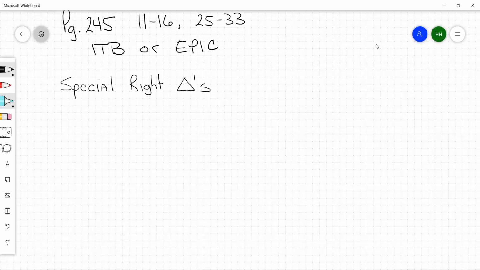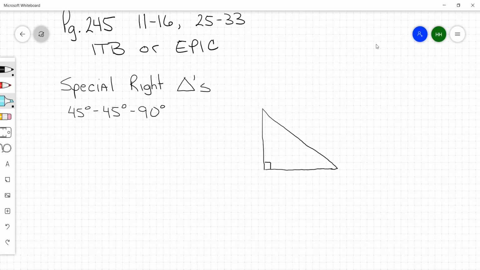So the first special right triangle that we're going to talk about is a 45, 45, 90 special right triangle. All right. So 45, 45, 90, it's got two 45-degree angles. The acute angles in a 45, 45, 90 are 45 degrees.